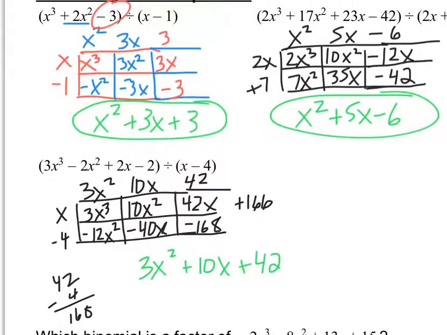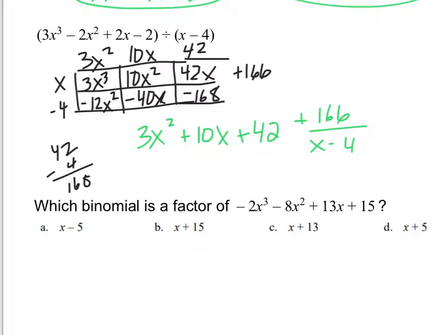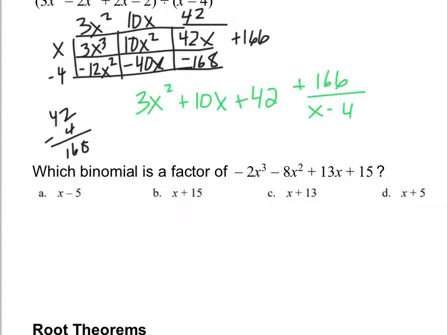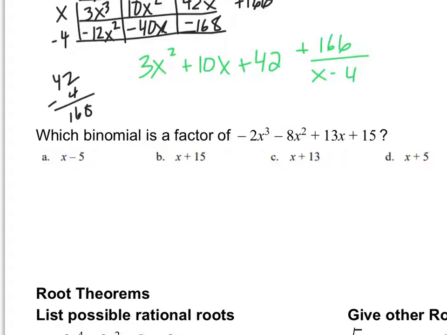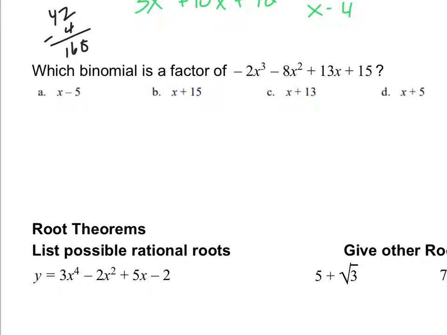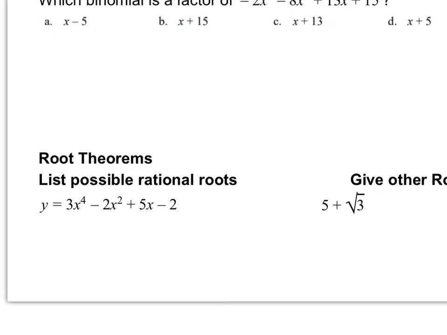And when we have a remainder like that, we're going to write plus 166 over what I divided by, which was x minus 4. We're going to do the next problem in class, so skip-a-roo, but basically if it asks you if it is a factor, you're going to divide all those until you get something with no remainder. If it says which is not a factor, you divide all of them until you get something that does have a remainder. Okay.